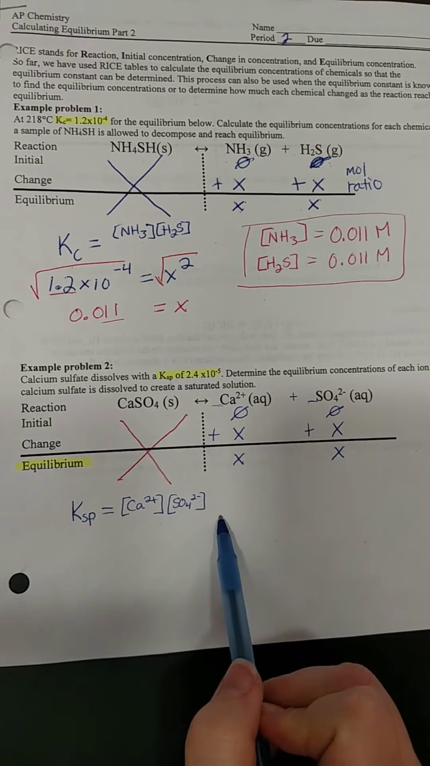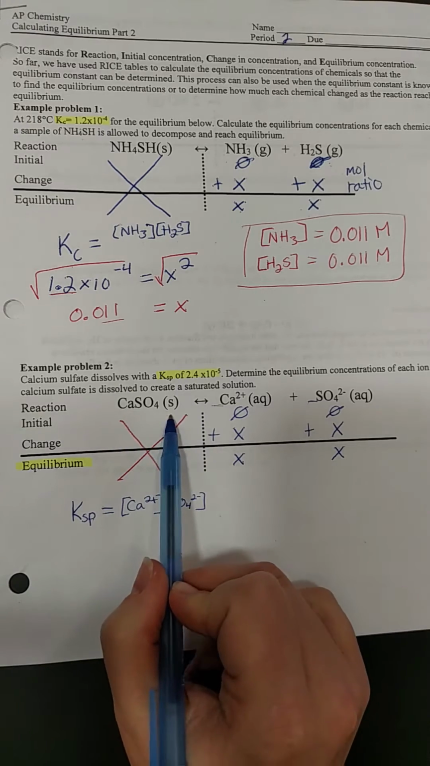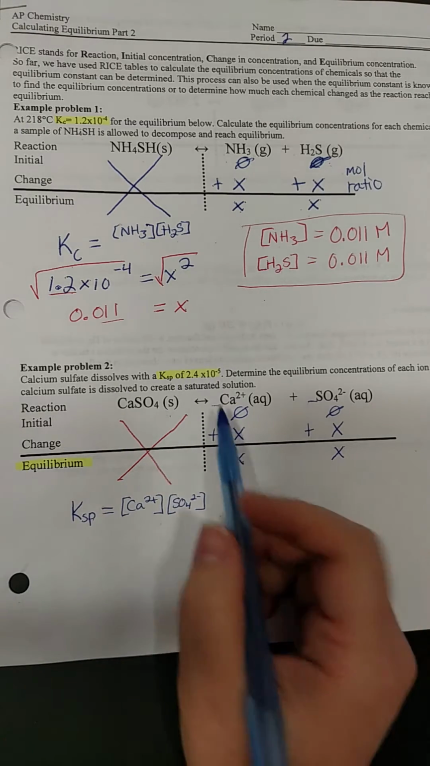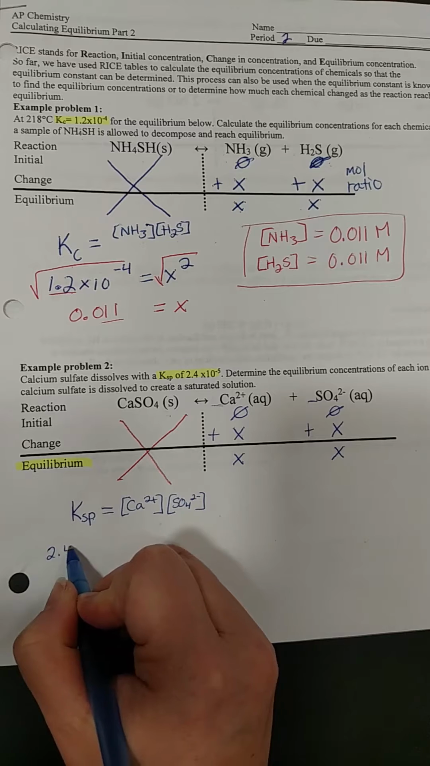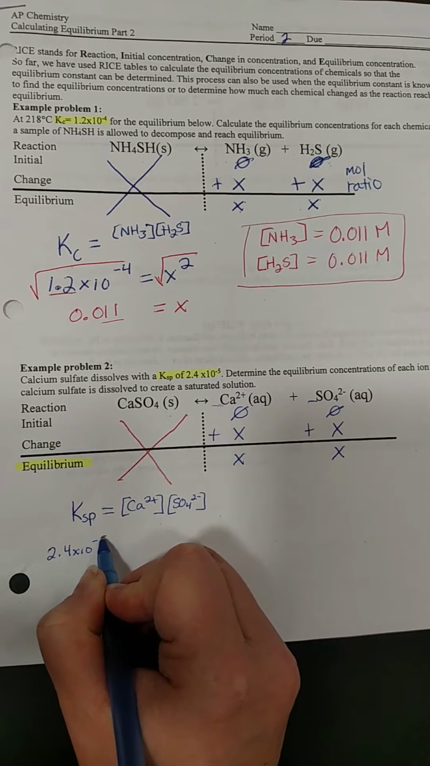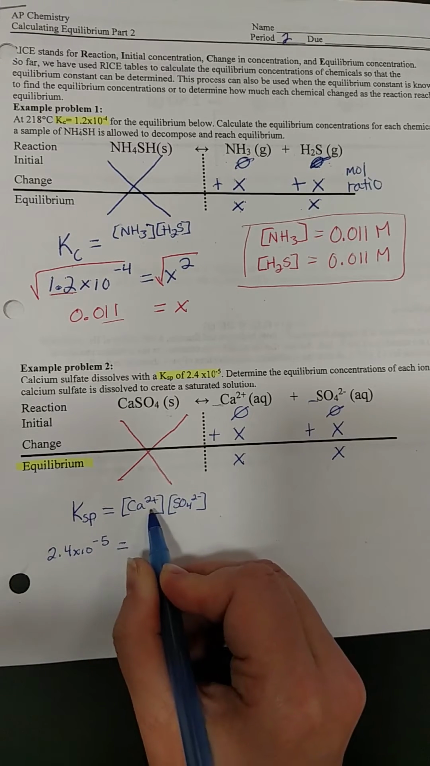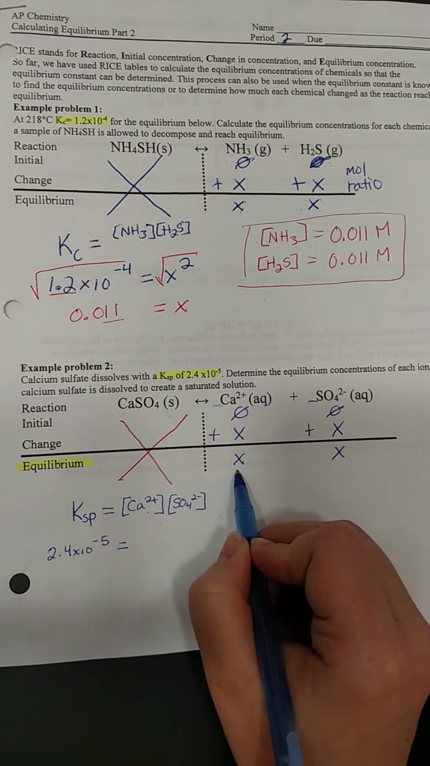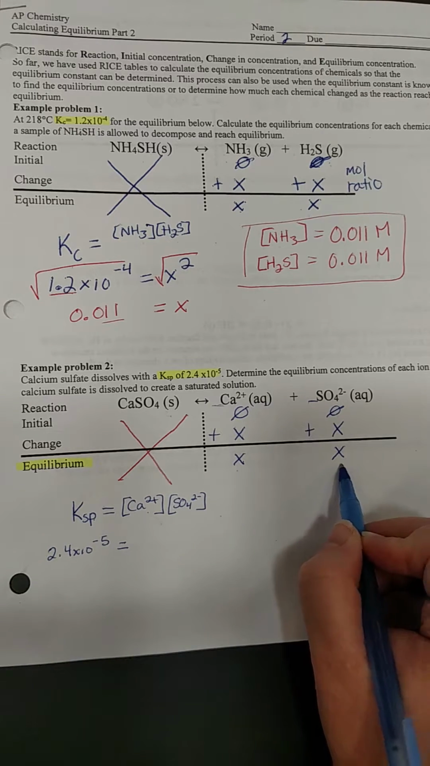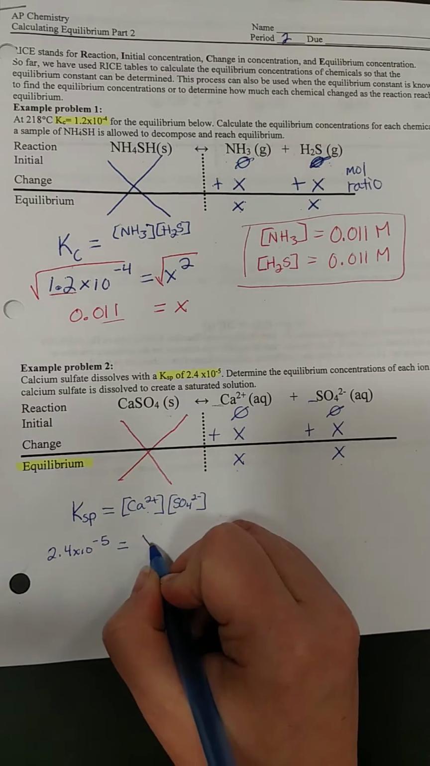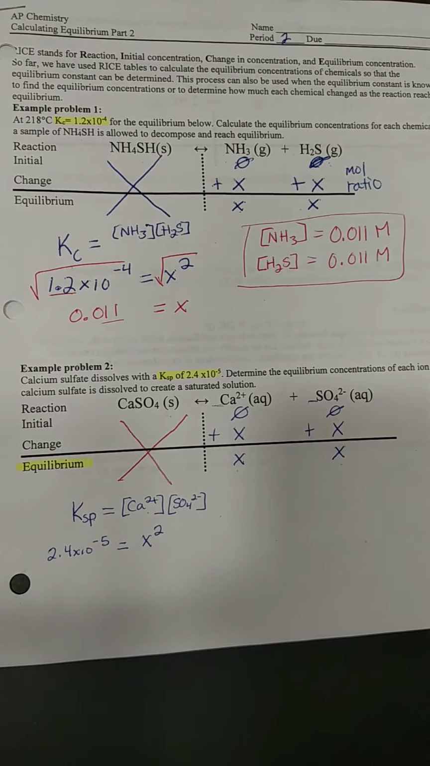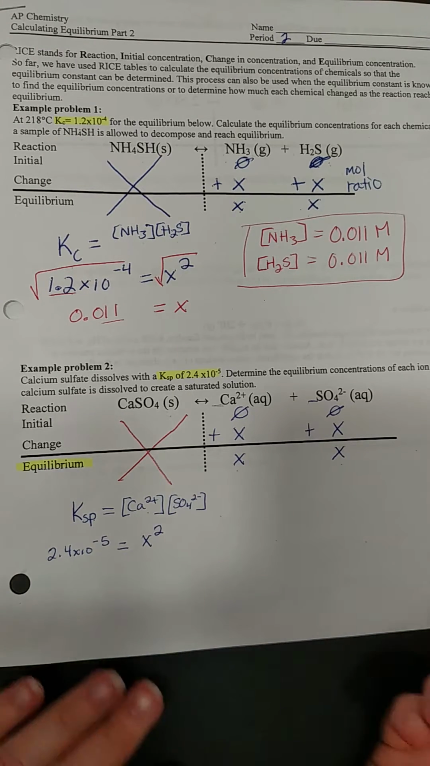This one does not have a denominator because we are dealing with a solid. It's not included. So we can plug in 2.4 times 10 to the negative 5th equals the concentration of calcium in equilibrium is x, and sulfate is x, and x times x will give us x squared.